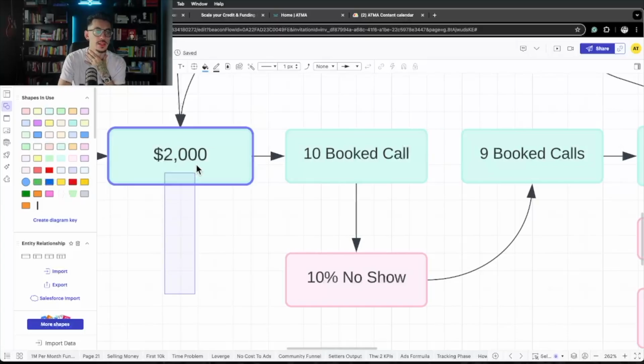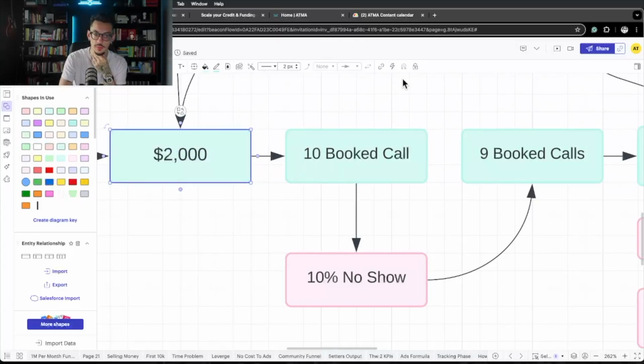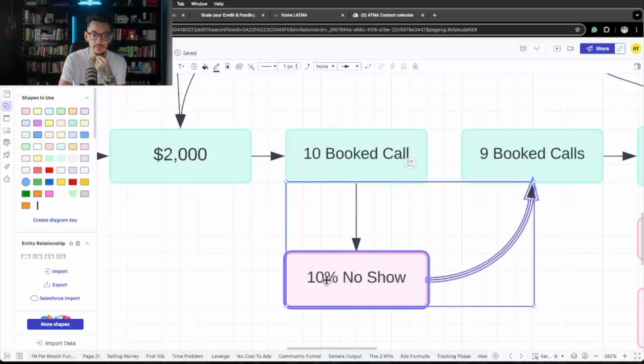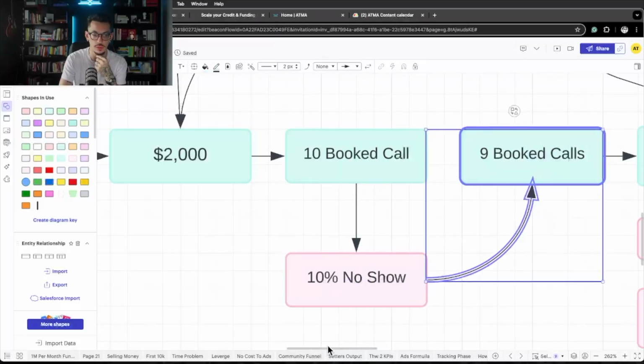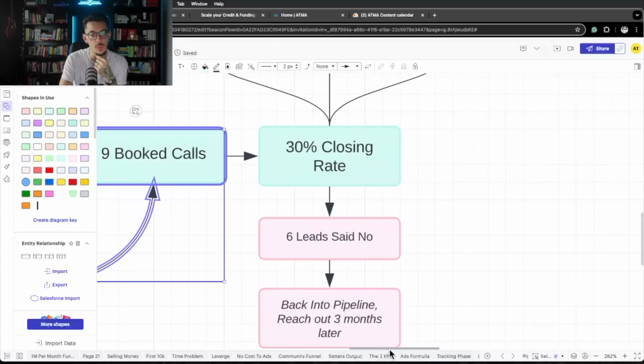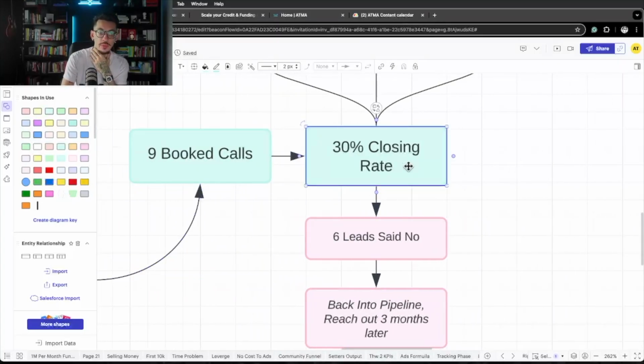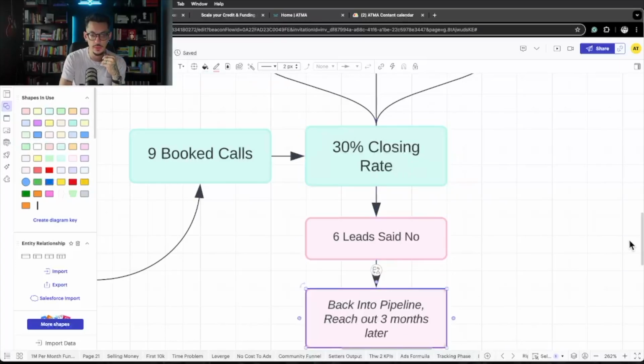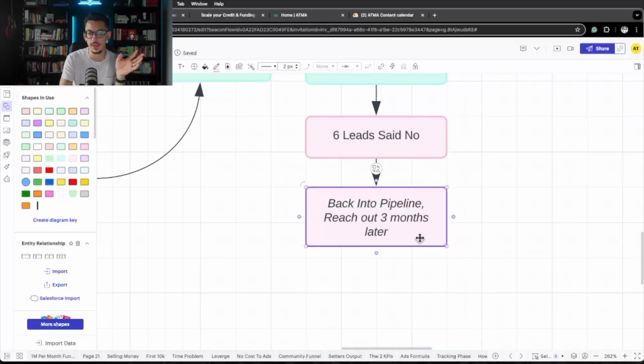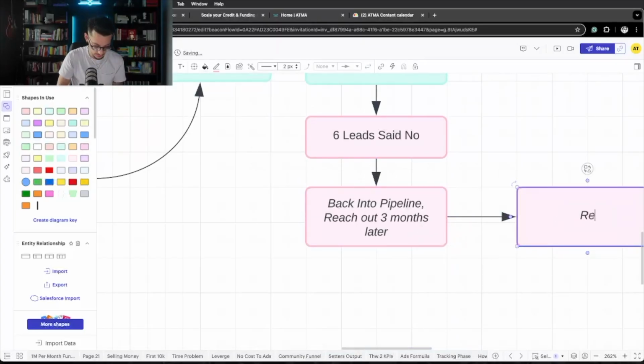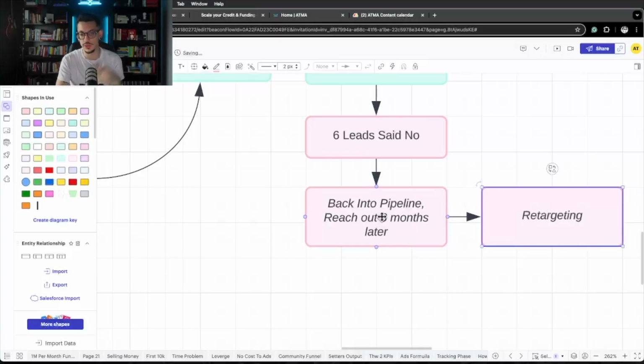So we spent $2,000 on the ad machine, the marketing. It gets us 10 booked calls at a 10% no-show rate. Now we have 9 booked calls, right? Then we go back to, what is your closing rate? At a 30% closing rate, which should be at least your average, 6 leads said no. Those 6 leads go back into the pipeline, into retargeting or the CRM, so you can hit them up 3 months from now or whatever it may be. That's just for the people who didn't convert.